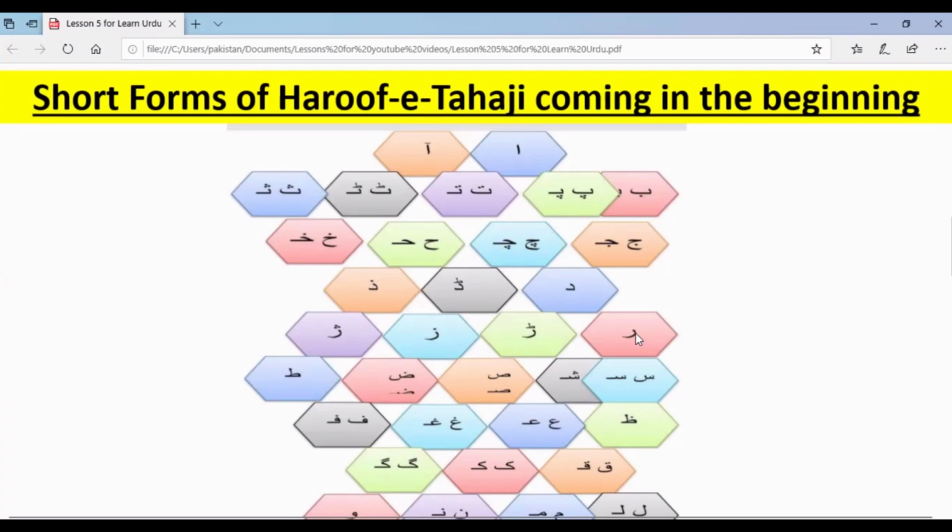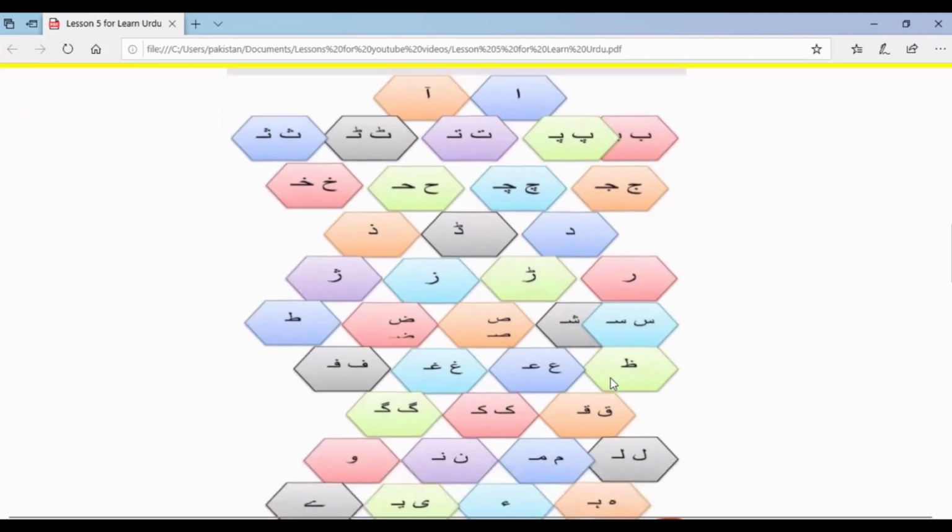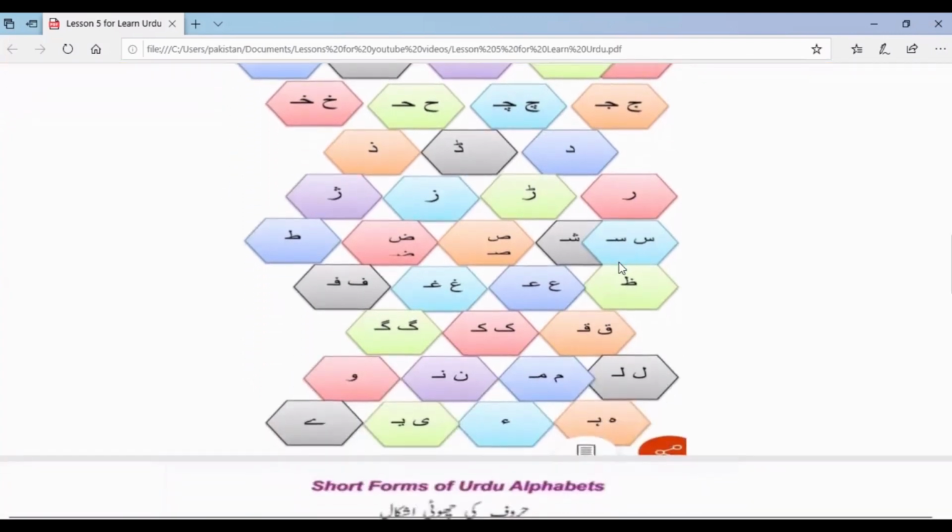Dal, Dal, Zal, and Re, Ade, Ze, Ye. These letters always come in full shape. And next is Seen. Seen will look like this. Short form of Seen is like this when it will come in the beginning of the word.